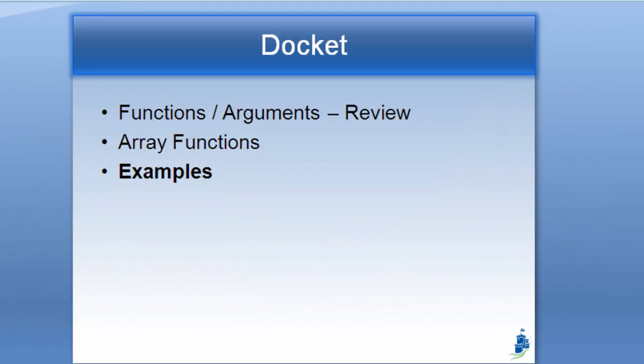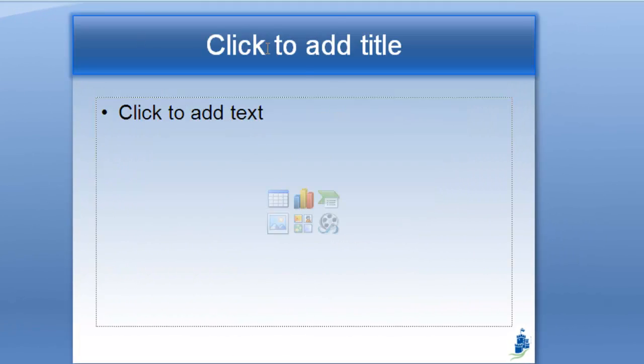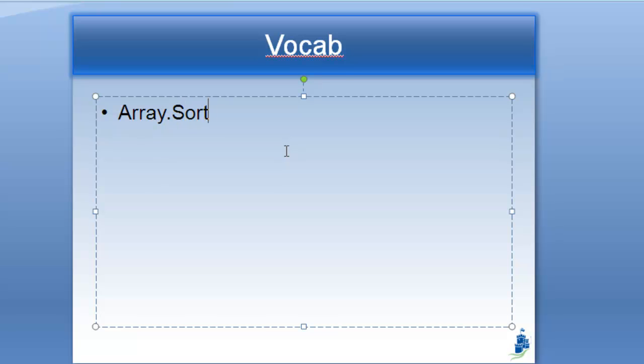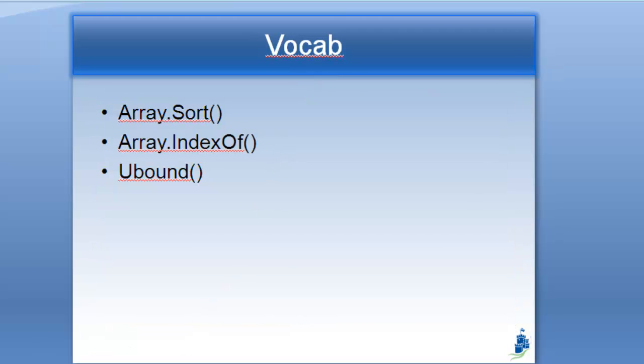I want to just give you some vocabulary for today. I'm going to have to do this on the fly because I forgot to do it. Vocabulary. First we need to look at array.sort. We need array.index of. And we need ubound. And that's it for today. Okay, get started.